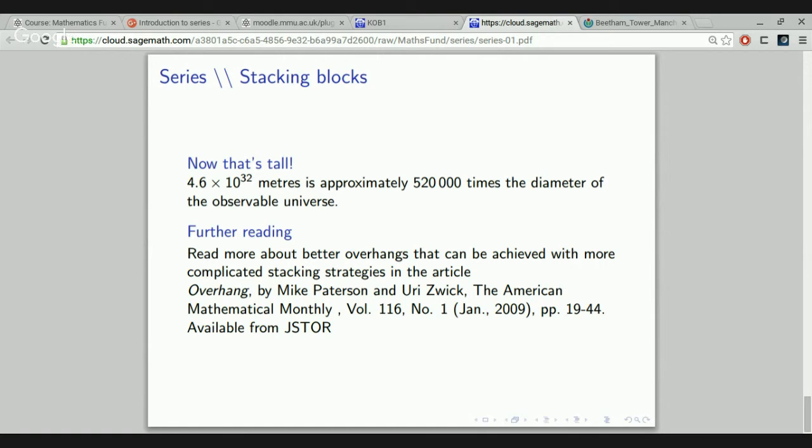Okay, I'll put all these slides up and everything, and there's a follow-up article which investigates overhanging block stacks in more detail, which you can access.